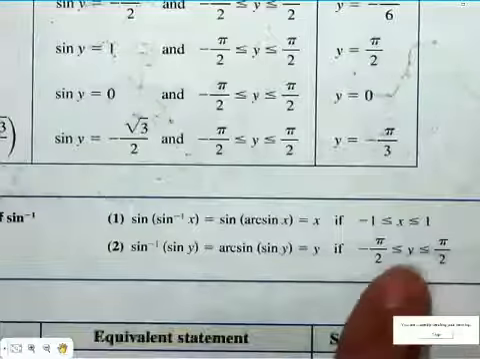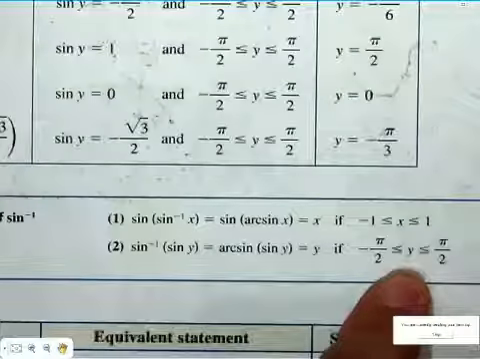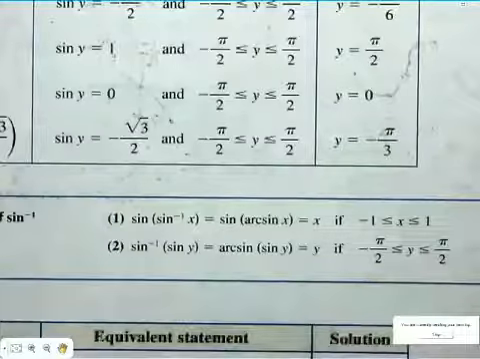Now, let's see how to apply those properties. Page 511, number 2. The A part is inverse sine of -1/2.